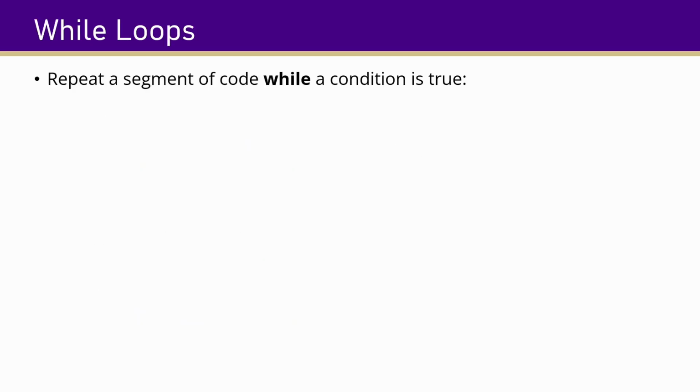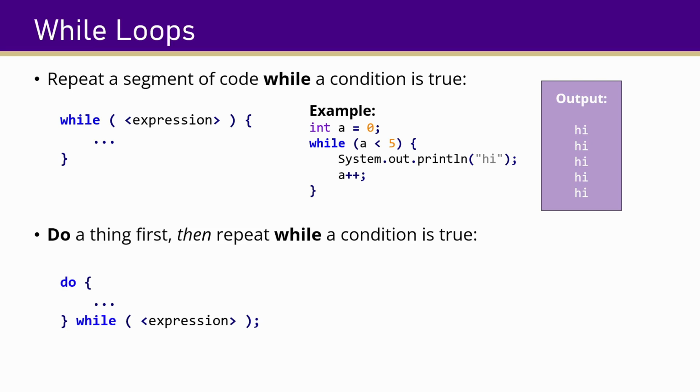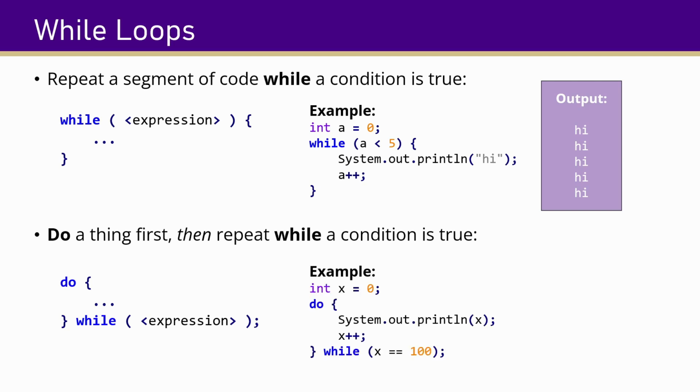And last but not least, we have while loops, which let us repeat a segment of code while a condition is true. For example, if I had this loop here, it would run while a is less than 5. So we would get the output of hi printed 5 times. We also have the do while loop, where you run the code first, then repeat while the condition is true. This one has the advantage where we're guaranteed to run the code at least once, even if the condition is false. So in this example, we get the output of 0, even though we don't loop through again.